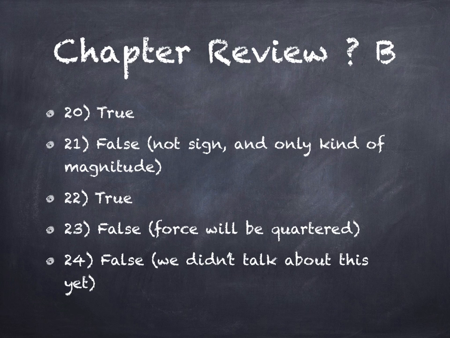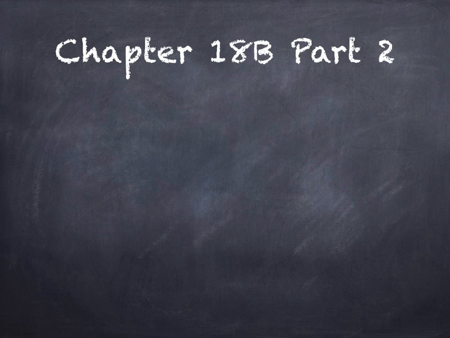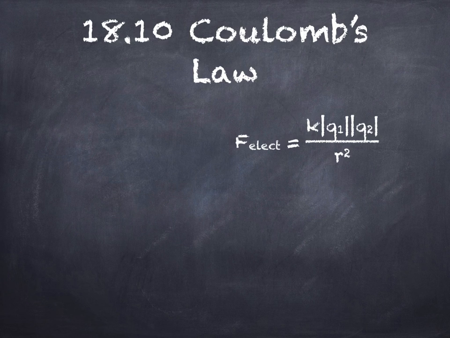Okay, so let's move on now to our actual lecture, Chapter 18b, Part 2. And we're going to start with 18.10, Coulomb's law. And they start out talking about Charles Coulomb and how he measured electrostatic forces very accurately with a silk fiber supporting a rod with metal spheres on both ends, and then a stationary sphere and the twist in the fiber, etc., etc. I'm not worrying about the experiment itself.